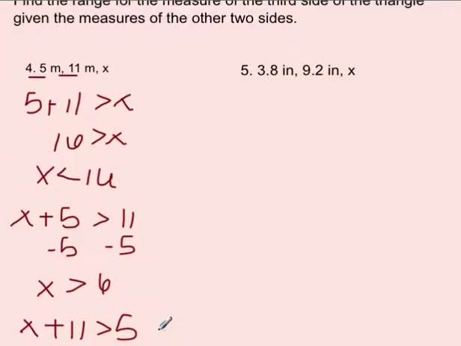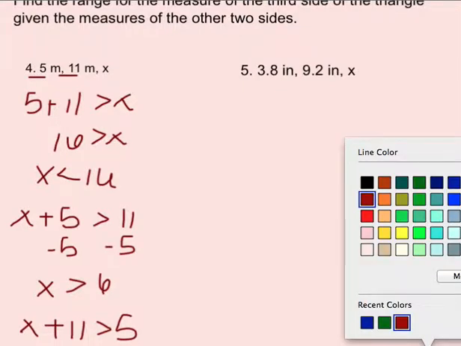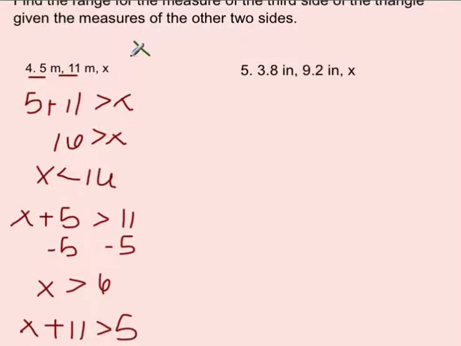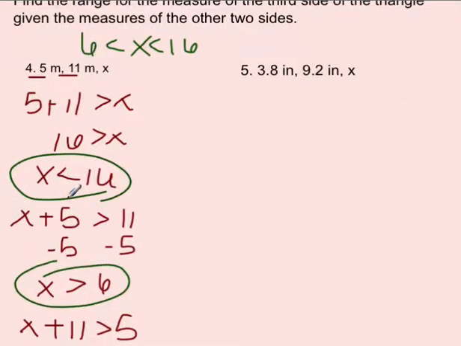So now I need to write out a statement for those values of x. Well, I know that x needs to be less than 16, so I'm going to put x in the middle for my final answer. X needs to be less than 16, but it also needs to be greater than 6. So I got that from here and from here. So let's take a look at number 5 now.